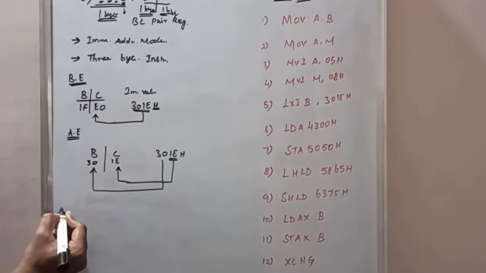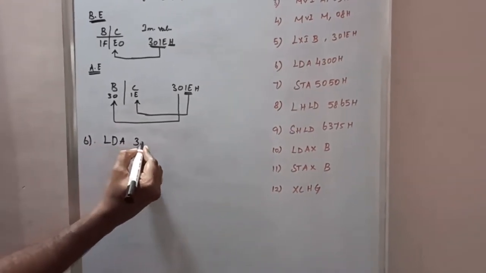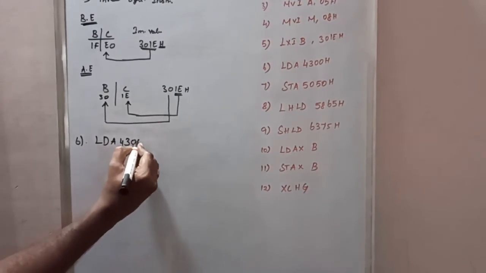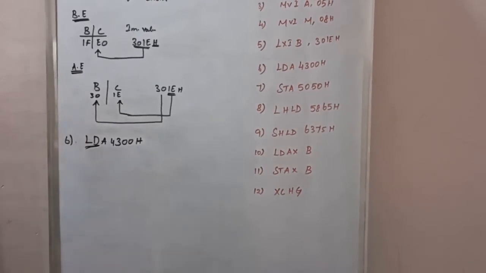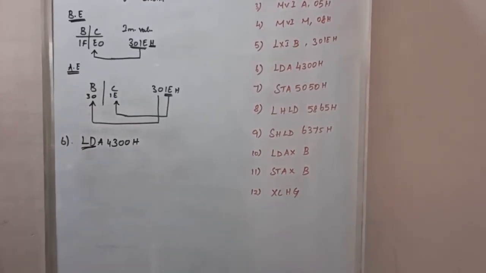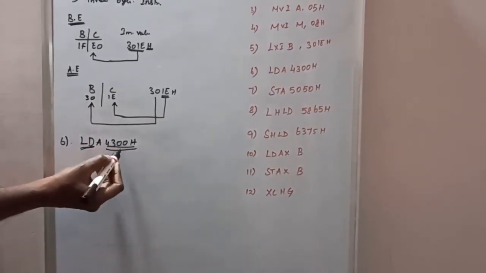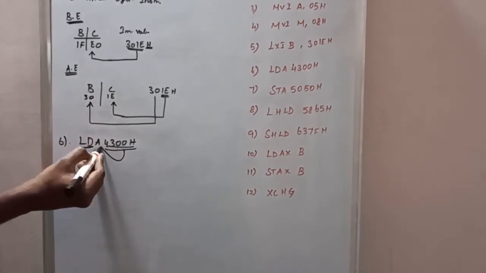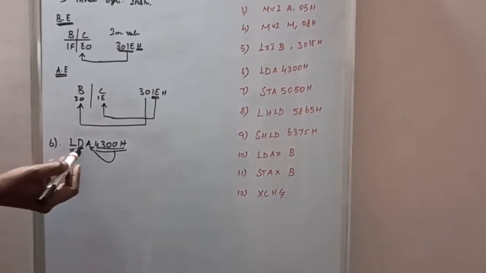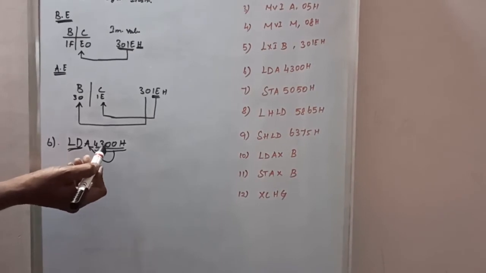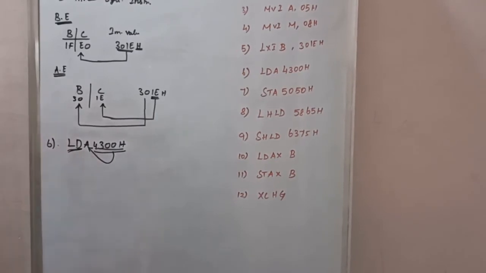Next instruction, LDA 4300H. In this instruction, LD represents the load function. So load the content from this memory location. 4300 is a memory location. Whatever value is present in that memory location is transferred to the accumulator register. So LD is for loading the content from the specified memory location, and whatever data is available in the memory location is transferred to the accumulator register.